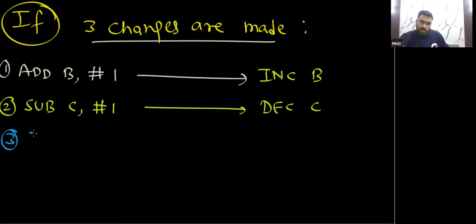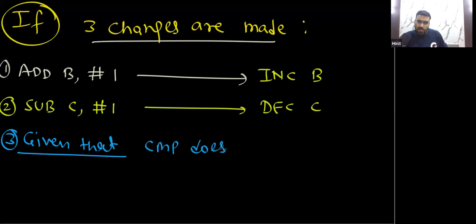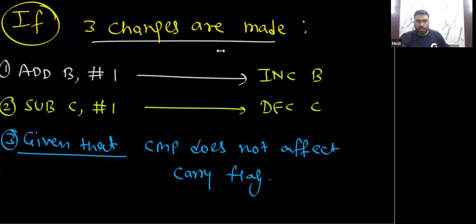And the third thing, given that CMP does not affect the carry flag. If these three changes are made, now what will be the answer? Tell me. If I make these three changes, now what will be the answer? Now actually what will happen?